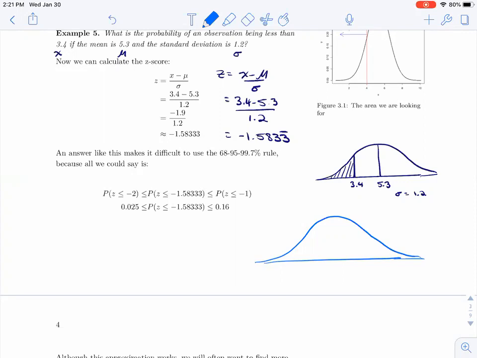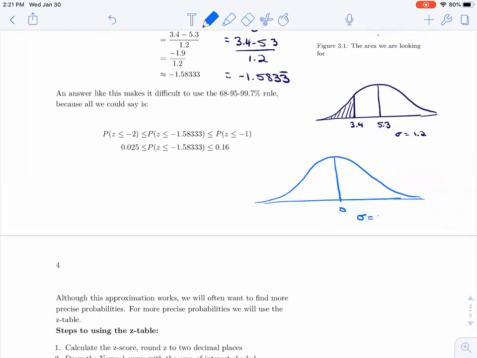Right? And Z follows a normal distribution centered on 0, right? 5.3 is 0 standard deviations away from 5.3. And so now we can redraw this curve, but just kind of shrink it down to the Z curve. But they will be the same. So for Z, Z is centered on 0, and the standard deviation is 1. And this value will be somewhere here, negative 1.583 repeating.